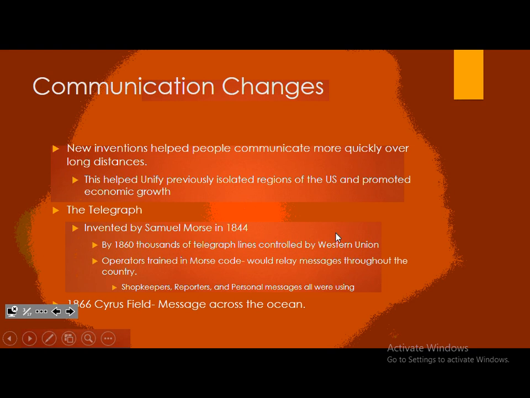By 1860, thousands of telegraph lines were controlled by Western Union. Today, Western Union is more of a banking and financial institution, but they first started in the industry with telegraph lines.